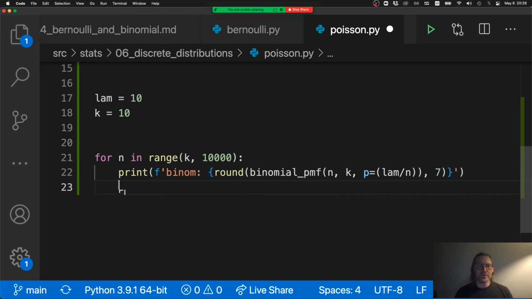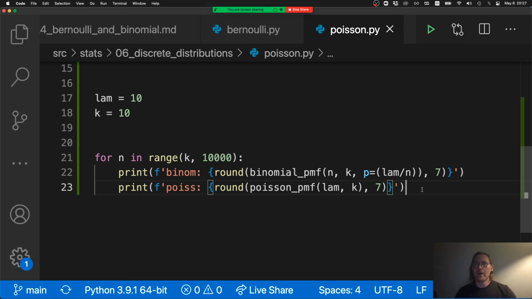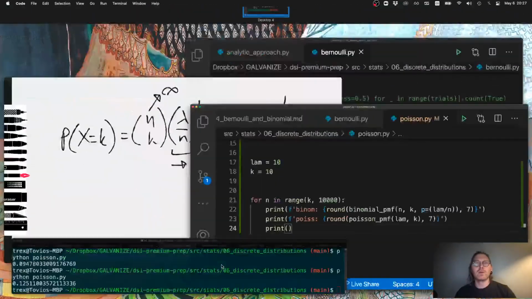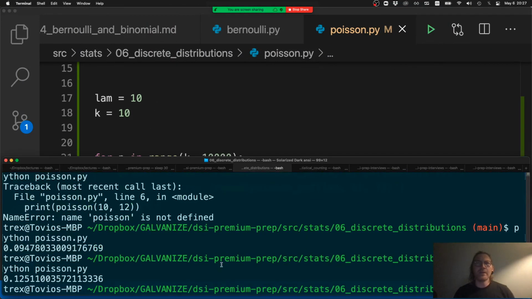And now let's look at the Poisson distribution in relation to this. So this will be Poisson, and we'll call the Poisson PMF, pass in lambda and k, and I'll round it to 7 places. Oh, missing a close brace. And just so we can see this as it goes, I'm going to put an empty space in here. I think that should be it.